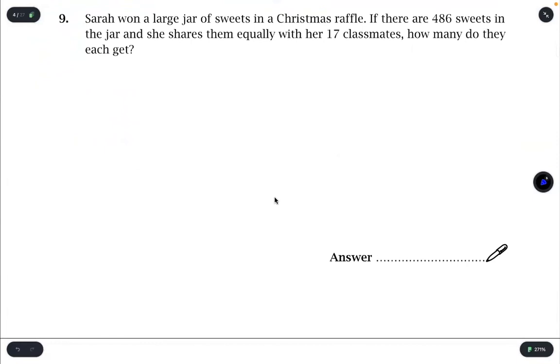Number 9, Sarah won a large jar of sweets in a Christmas raffle. If there are 486 sweets in the jar and she shares them equally with her 17 classmates, how many do they each get? We did a similar question not long ago, which was a kind of double-digit division situation. This is division because you've got a total here, which needs to be shared, i.e. divided equally between these 17 classmates. So let's go.